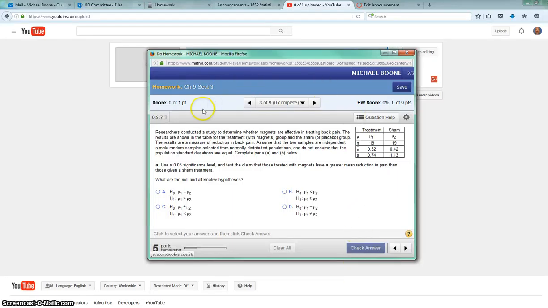All right, so in section 3, we're not looking at proportions, we're looking at means. Now, there's two different ways to look at means: as independent samples or dependent samples. In section 3, we're going to be looking at independent samples.